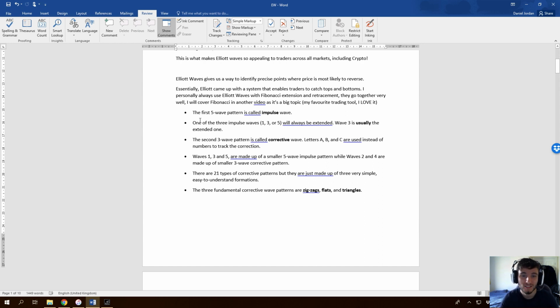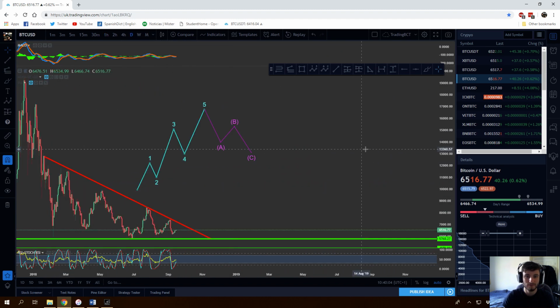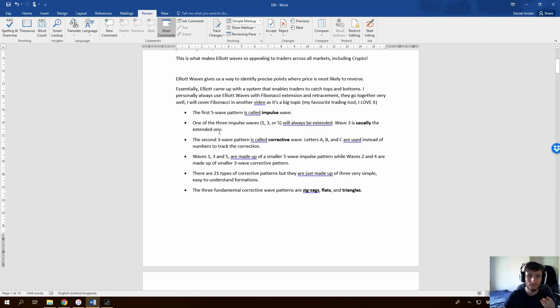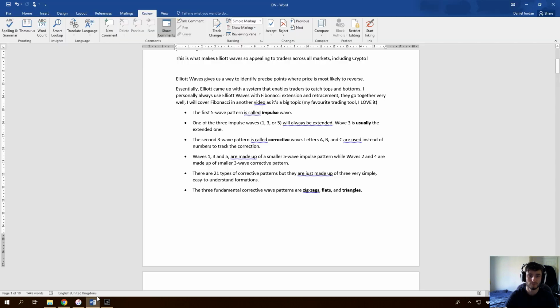So let's continue. The first five waves in a pattern are called the impulse waves. So these five waves, 1, 2, 3, 4, 5, are called the impulse waves. One of the three impulse waves, 1, 3, or 5, will always be extended, meaning one of those waves will be longer and bigger. And this is very often wave 3. So wave 3 is, the majority of the time, going to be the biggest wave.